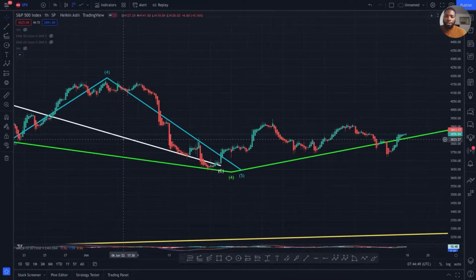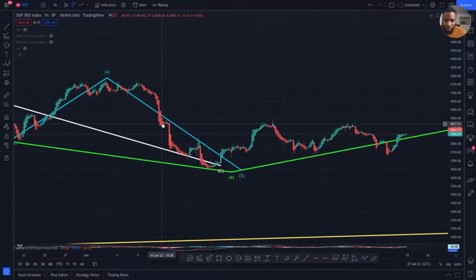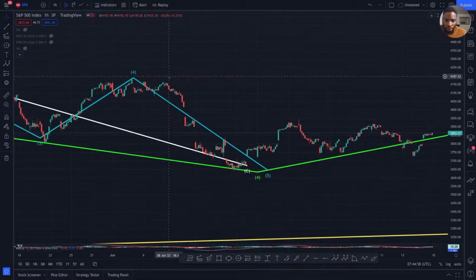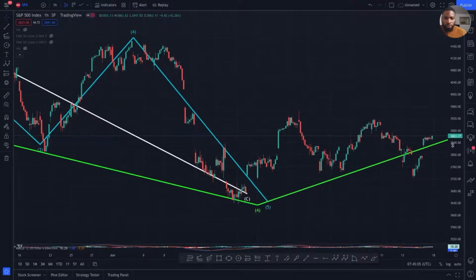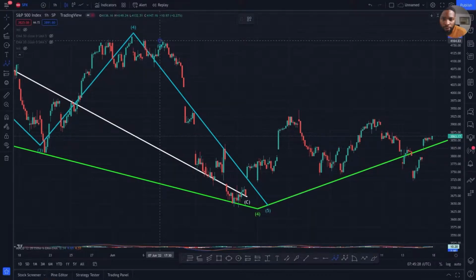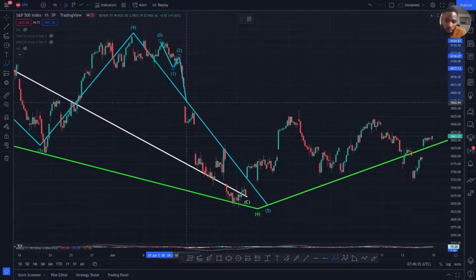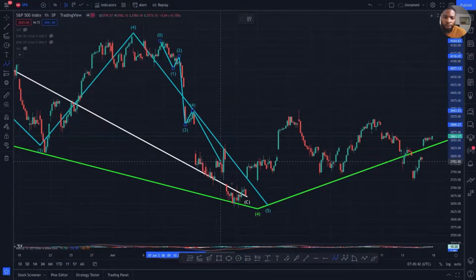That's a clear pattern. That's why I trade. So go to the candlestick. Wave 1, wave 2, wave 3, wave 4, and wave 5.